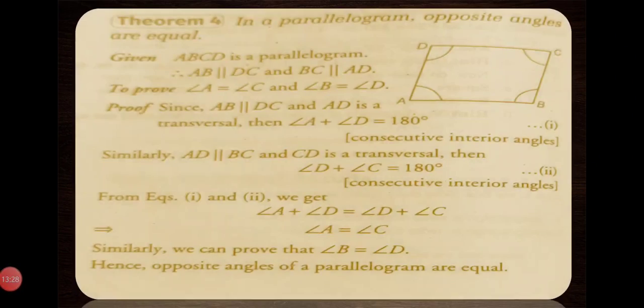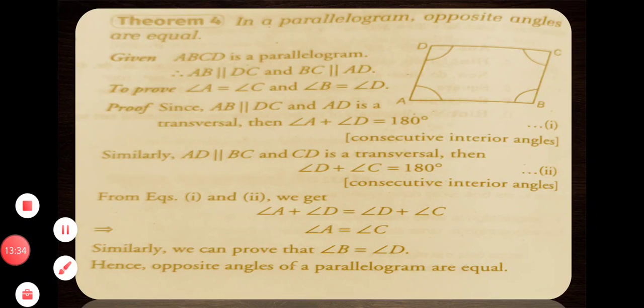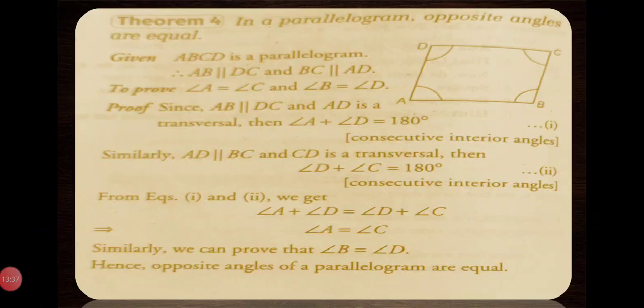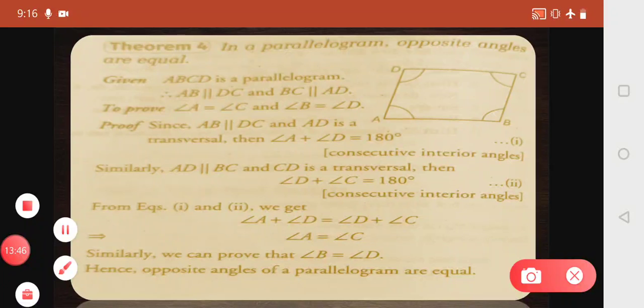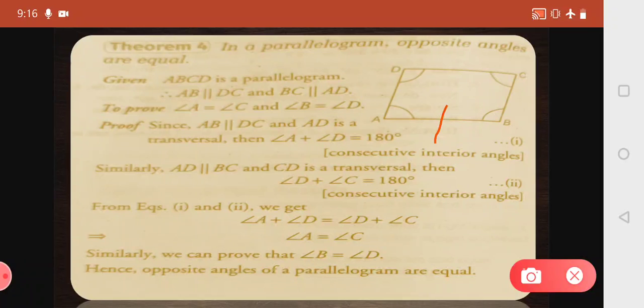Next, theorem 4. In a parallelogram, opposite angles are equal. Now, another property of a parallelogram, that opposite angles are equal. Let's prove it. Given ABCD is a parallelogram, so as it is a parallelogram, we know that opposite sides are parallel, that is AB is parallel to DC and BC is parallel to AD. Now we have to prove that opposite angles, that is angle A is equal to angle C. Similarly, angle B is equal to angle D. This we have to prove.